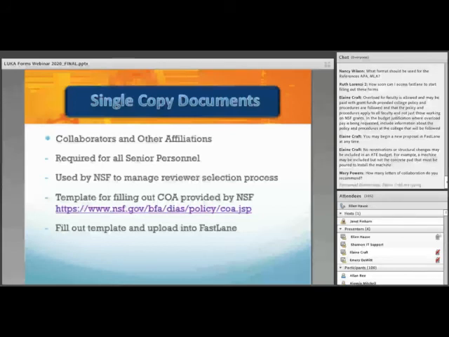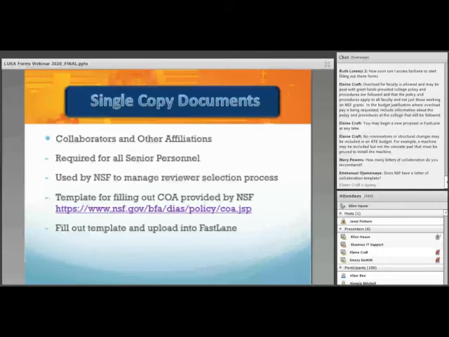And then we have what they call a single copy document, collaborators and other affiliations. And this is required, you use another NSF-provided template available on their website to list collaborators and affiliations for any senior personnel on the project. So the template includes listing the name and affiliation of the individual of the last 12 months, and collaborations on projects such as funded grants, research, articles, report, or paper collaborations in the last 48 months.